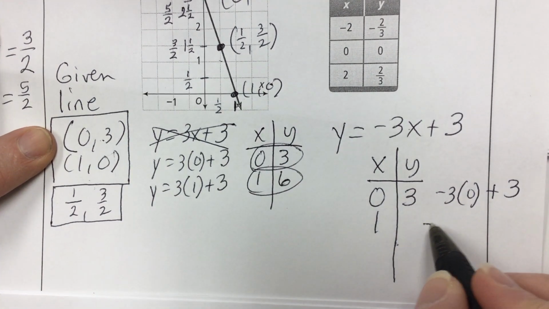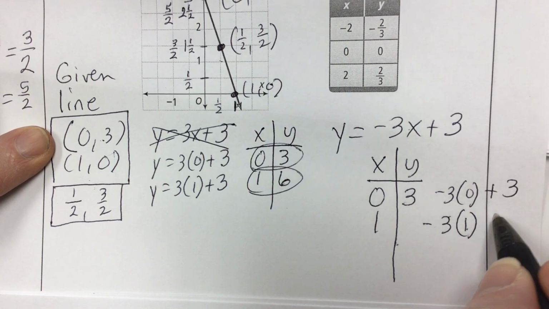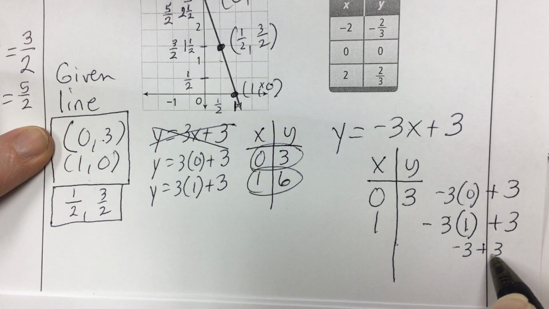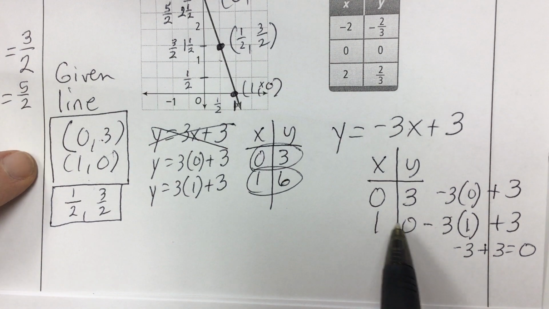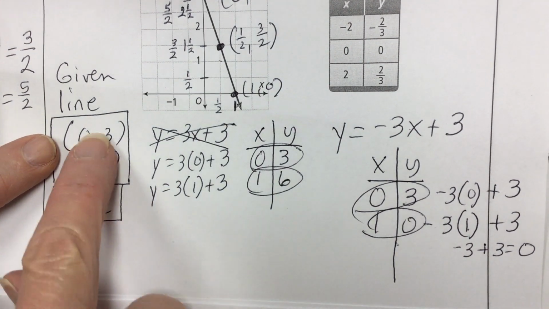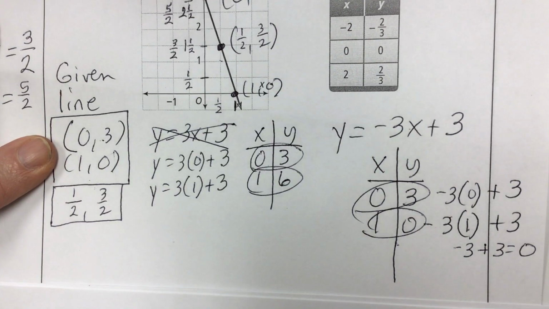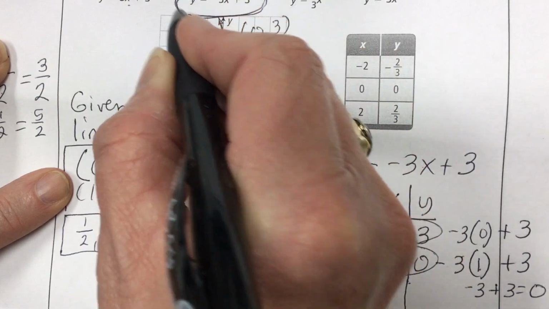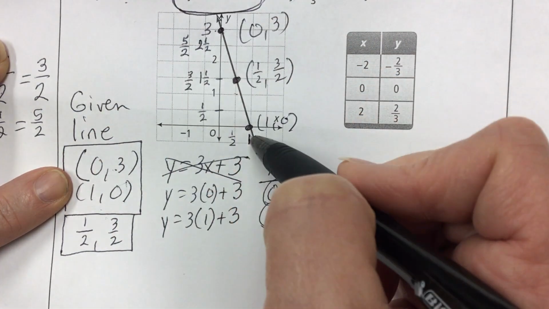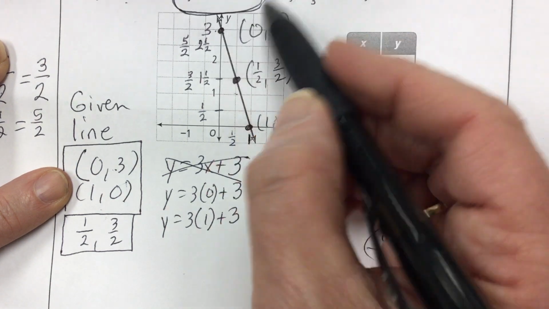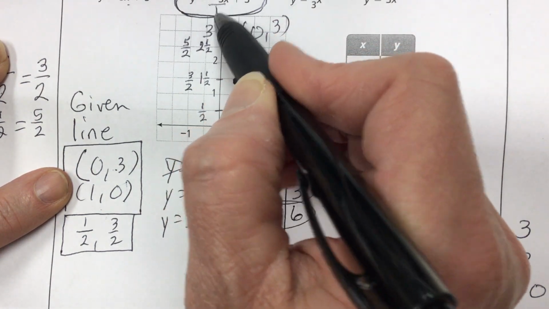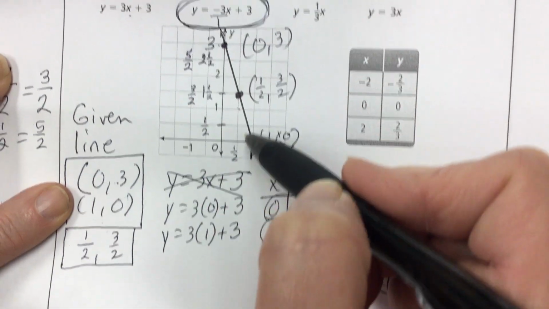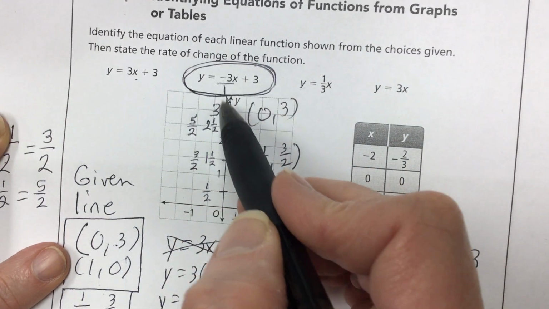All right, let's plug in 1. What's negative 3 times 1 plus 3? Well, negative 3 times 1 is negative 3. What's negative 3 plus 3? Don't I get 0? So do both of these match the points from the line given? Yes. Therefore, this line goes with this equation. This is the equation of this line. The y-intercept was positive 3. You had a slope, rise negative 3, run 1. Okay? So this is the equation for this line.